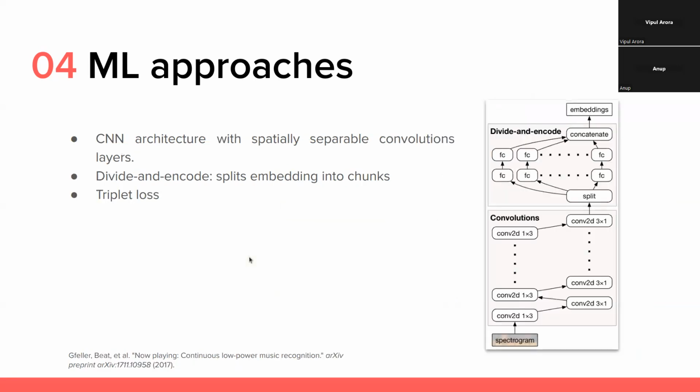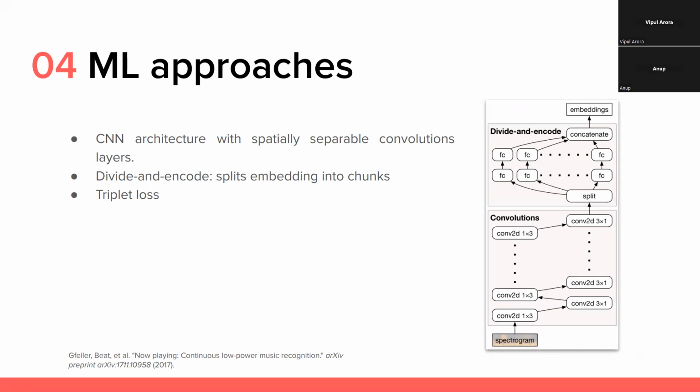And then there is another fingerprinting method from Google. As I said, there are three components, right? Input audio, neural network architecture, training. So what Google does is they have input audio, and the input type is spectrogram. What is the neural network architecture? They use a CNN architecture, and they also use spatially separable convolution layers.